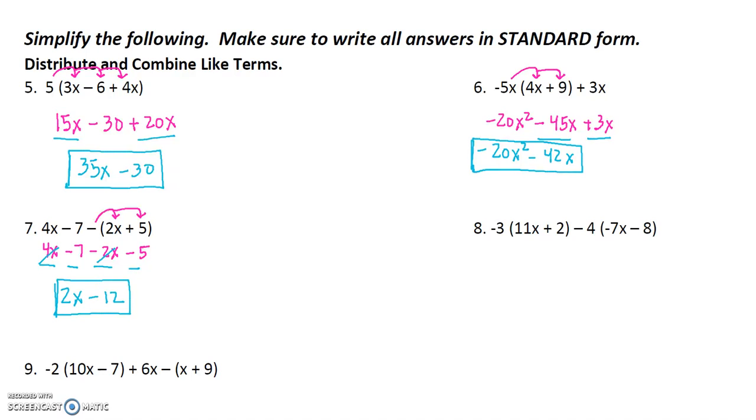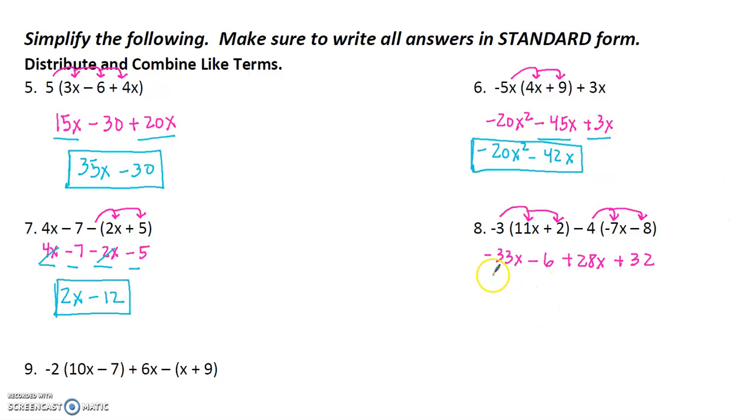All right, number 8. I have negative 3 that I'm going to distribute to this parentheses, and then I have a negative 4 that I'm distributing to that parentheses. So a negative 3 times 11x is a negative 33x. Negative 3 times 2 is a negative 6. A negative 4 times a negative 7x would be a positive 28x. And a negative 4 times a negative 8 would be a positive 32.